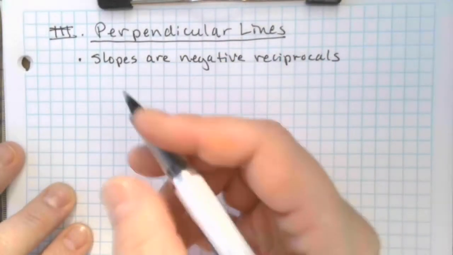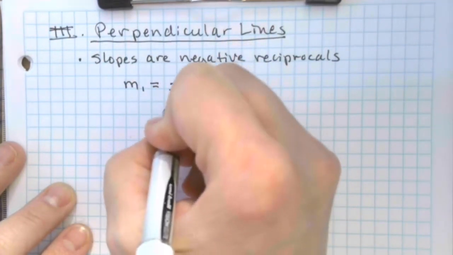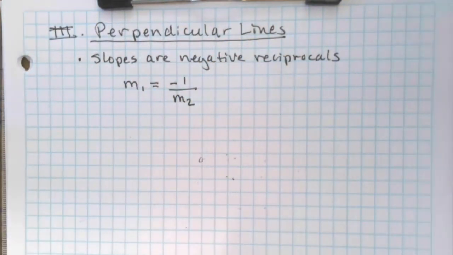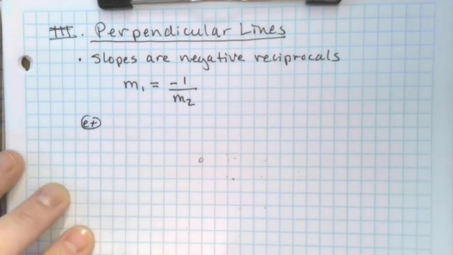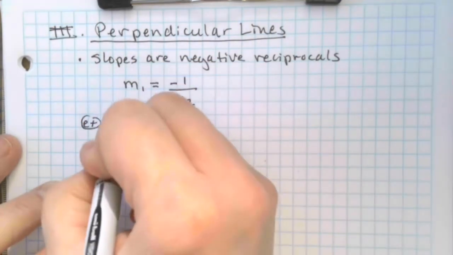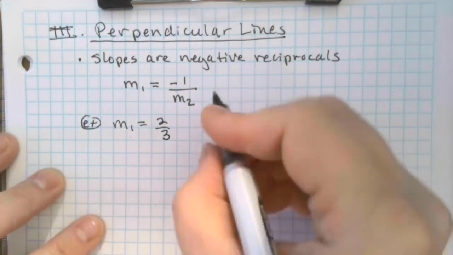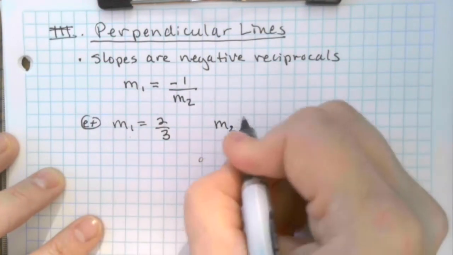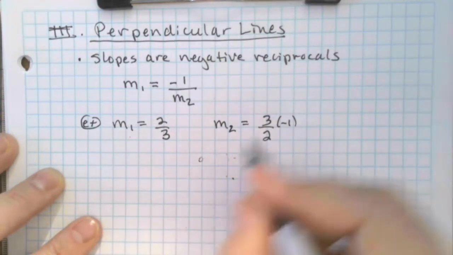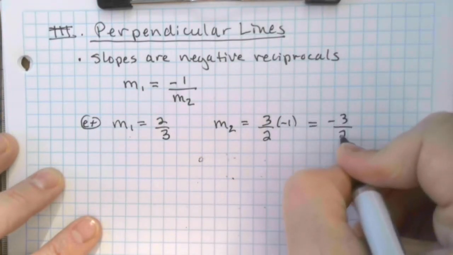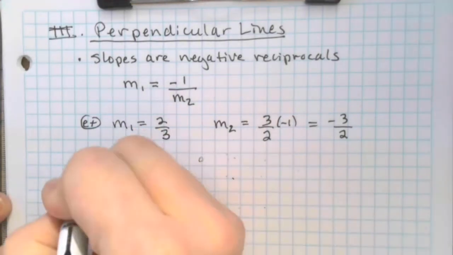This means that the slope of the first, m sub 1, is equal to negative 1 over the slope of the second one. Now, when you're calculating slopes that are perpendicular, it's pretty simple. If you have a slope of 2/3 for the first, then for the second one, you're going to flip that, so 3/2, and multiply by a negative 1, which is negative 3/2. So not only is it flipped, it's negative.